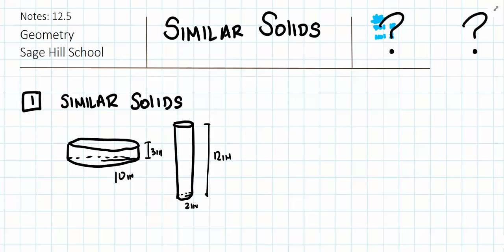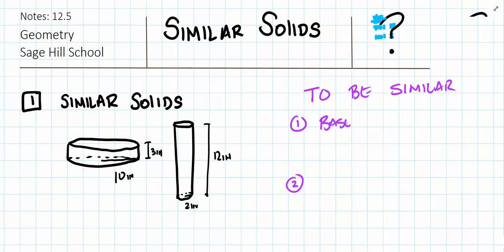Okay? So what does it mean to be similar solids? It means two things. Okay? Similar solids. This is an important part. To be similar, two things have to happen. Number one and number two. Number one's easy. The bases must be similar. The bases of the objects.